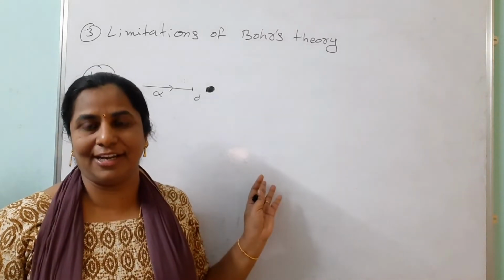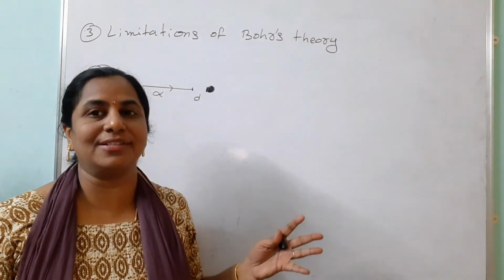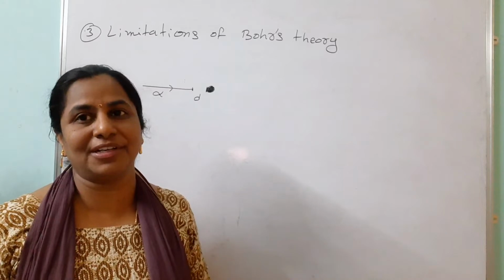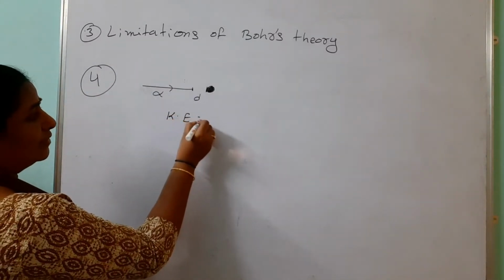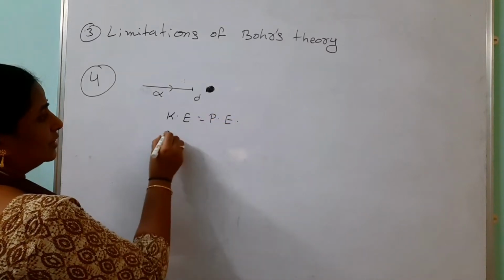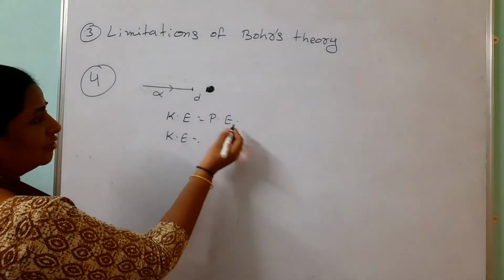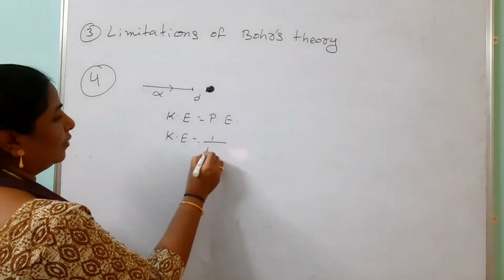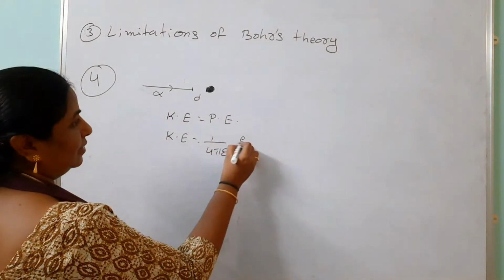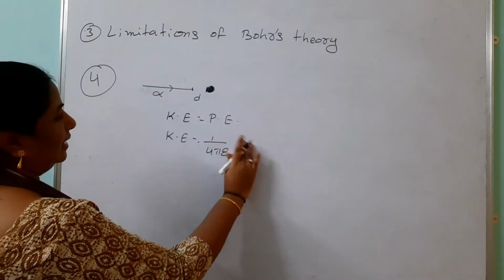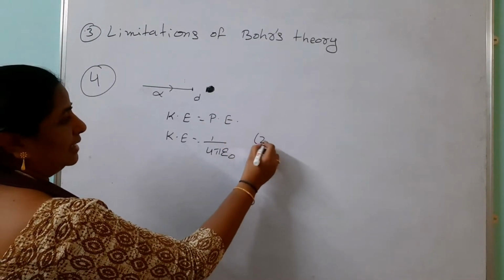So when the alpha particles are moving from here to here, then what happens? It is having the kinetic energy. When it will stop because of that repulsion, it is having the potential energy. So we can take it here, kinetic energy equals to potential energy. So kinetic energy equals to, instead of potential energy, we are taking 1 by 4 pi epsilon naught Z e square.